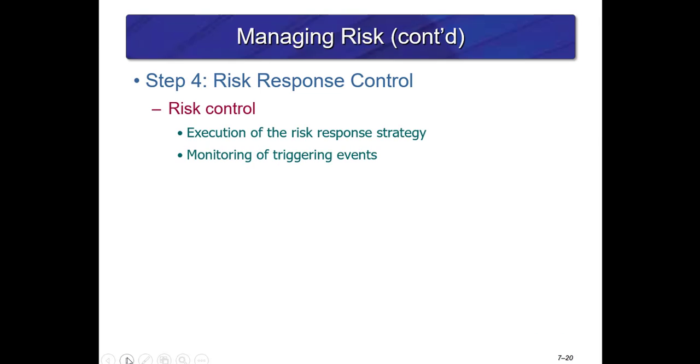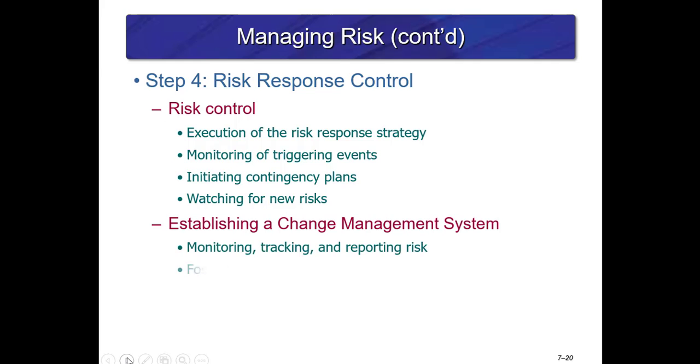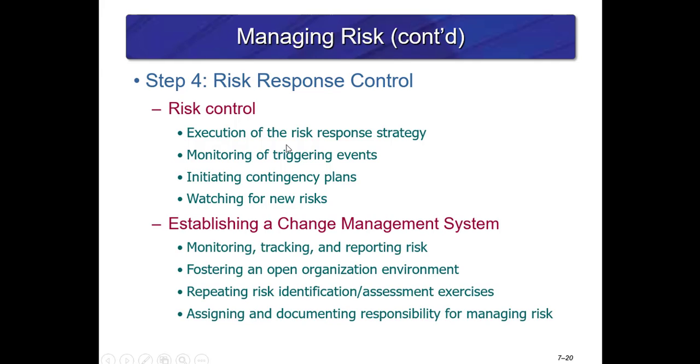Step 4 is risk response control: controlling risk, execution of the risk response strategy, monitoring of triggering events, initiating contingency plans, and watching for new risks to appear. Establishing a change management system allows you to monitor, track, and report risk, fostering an open organization environment, repeating risk identification and assessment exercises moving ahead through the project, and assigning and documenting responsibility for managing risks.